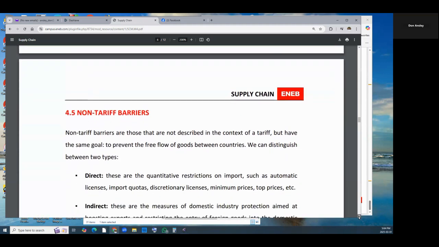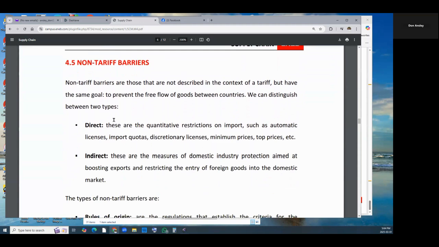Non-tariff barriers. Non-tariff barriers are those that are not described in the context of a tariff, but have the same goal: to prevent the free flow of goods between countries. We can distinguish between two types. These are the direct ones. They are quantitative restrictions on imports, such as automatic licenses, import quotas, discretionary licenses, minimum prices, top prices, etc.